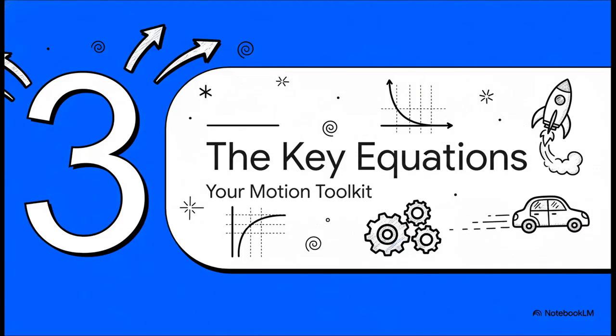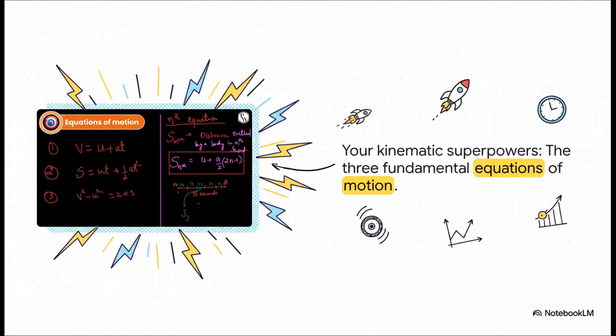All right, now we get to the really good stuff, the absolute core of kinematics. We're talking about 3 incredibly powerful equations that, and I'm not kidding, let us predict the future. Well, as long as the acceleration is constant anyway. Seriously, think of these as your new physics superpowers.